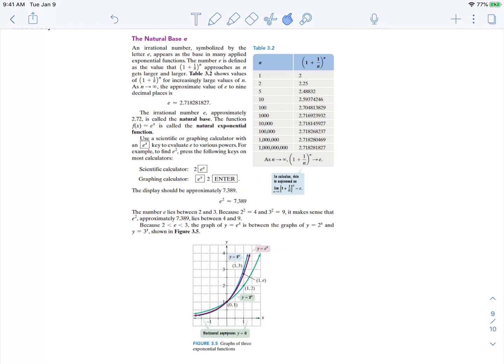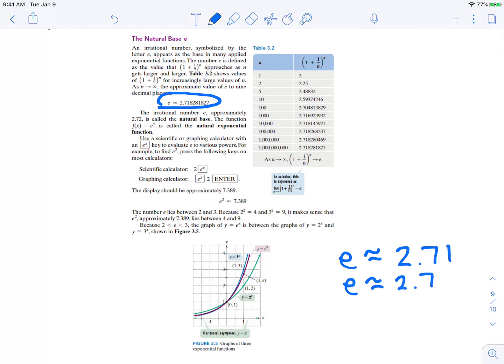All right, we're going to go ahead and work with the natural base e. So an irrational number is symbolized by the letter e. E is approximately 2.71. So here is that irrational number in expanded form. Your textbook calls it approximately 2.72, so either one is fine.